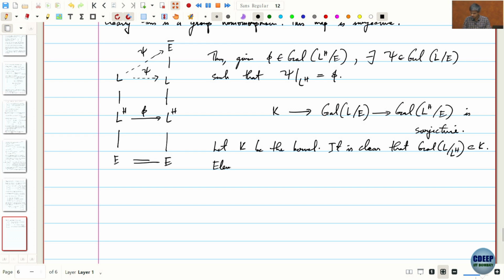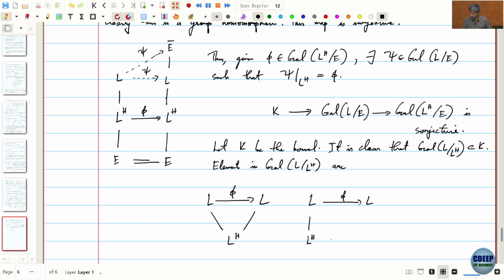Elements in Galois L over LH are automorphisms phi from L to L such that phi restricted to LH is identity, right? So either we can write it like this or like this. Elements phi in Galois L over LH are those phi such that when we restrict to LH, we get identity. And what is this map? This map is precisely the restriction map.